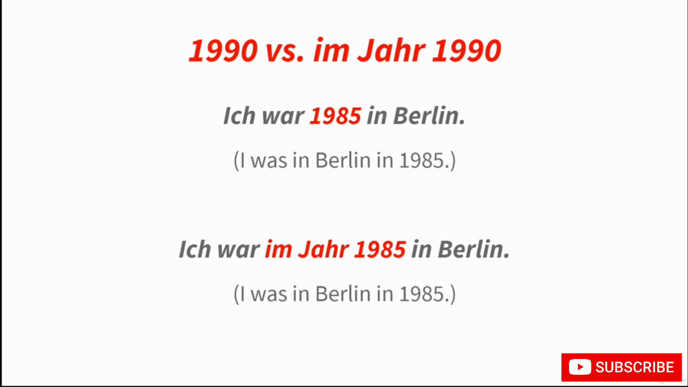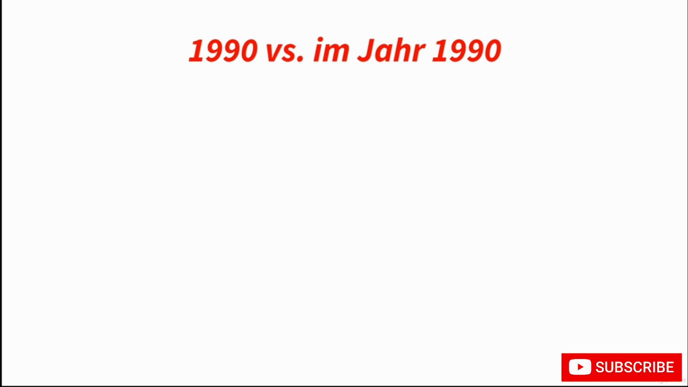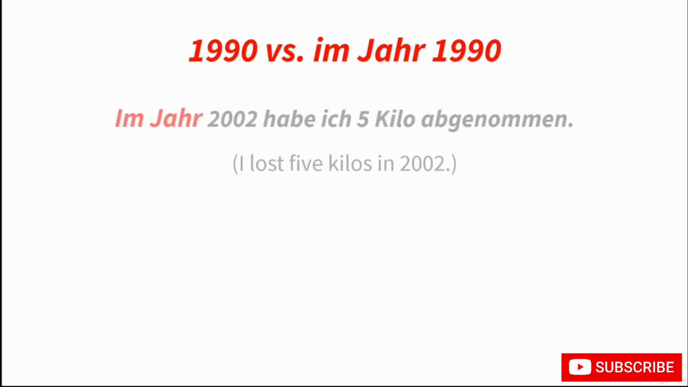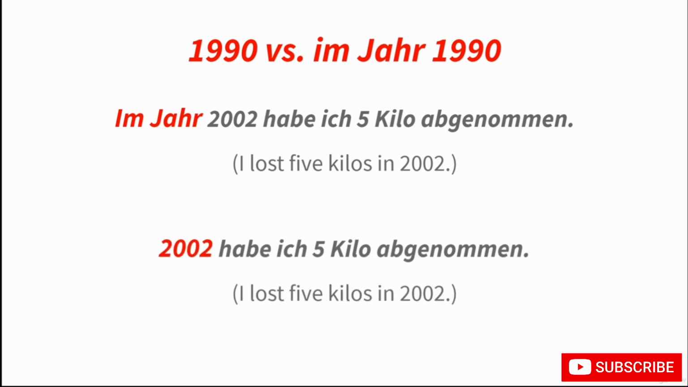Can you see the difference between them? When there is a year only with numbers, then there is no preposition. But when we are emphasizing the word year, which is Jahr in German, then im must be used. Let's do another. Im Jahr 2002 habe ich 5 Kilo abgenommen. I lost 5 kilos in 2002. We can also say 2002 habe ich 5 Kilo abgenommen, which also means I lost 5 kilos in 2002.